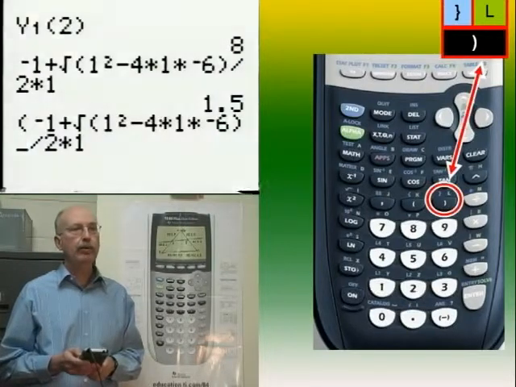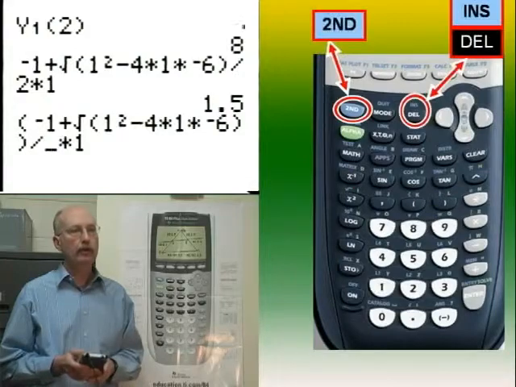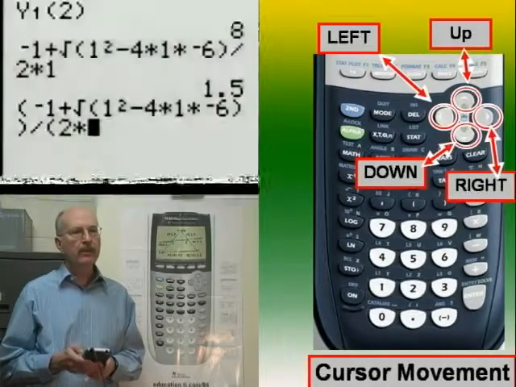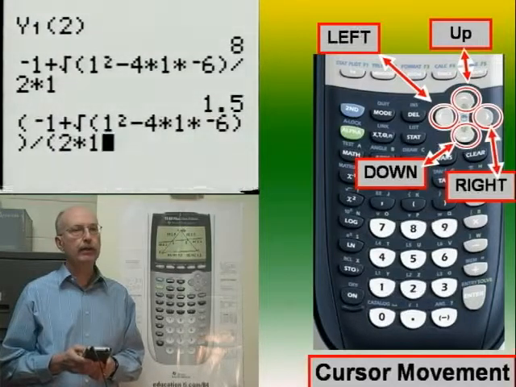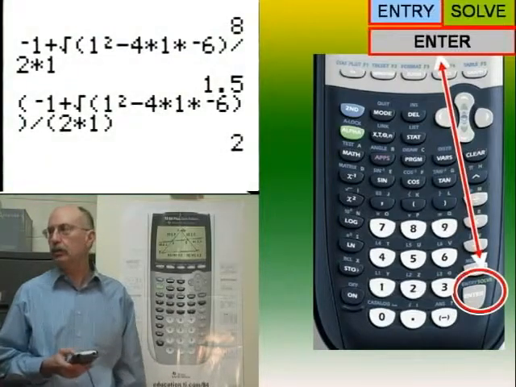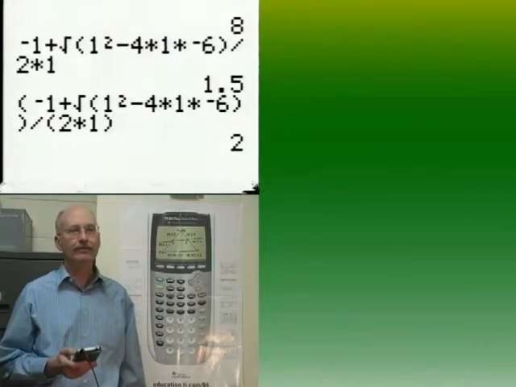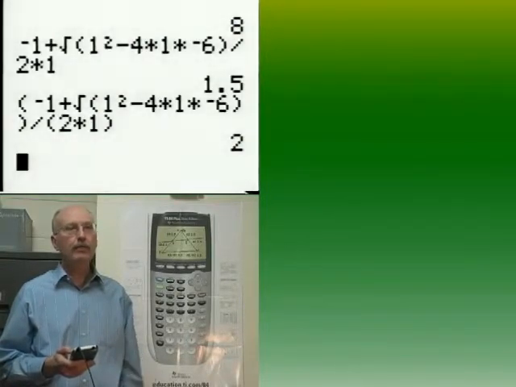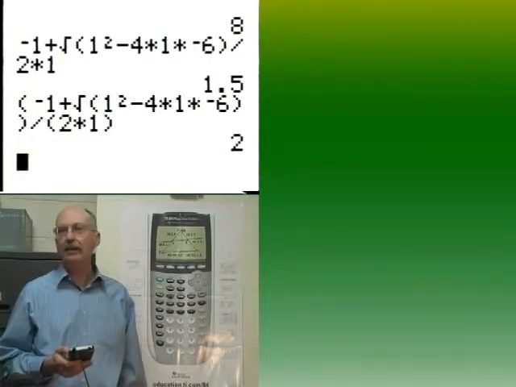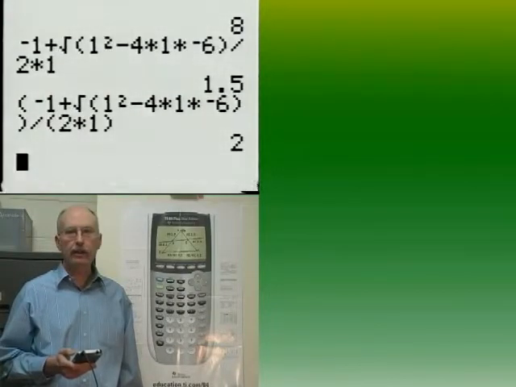And the denominator needs parentheses as well. We're going to move over to the 2, second insert, and we put in a parenthesis, and then we scroll to the end. We don't need an insert key here, we'll just hit parenthesis, and we hit enter, and you can see that the value is 2, just as we got using the second calc way. Isn't second calc a lot easier? We could do the same thing with the other zero or the other intercept, but in this case I'm going to leave that as an exercise for you. Why don't we pause here and let you try some of these calculations.